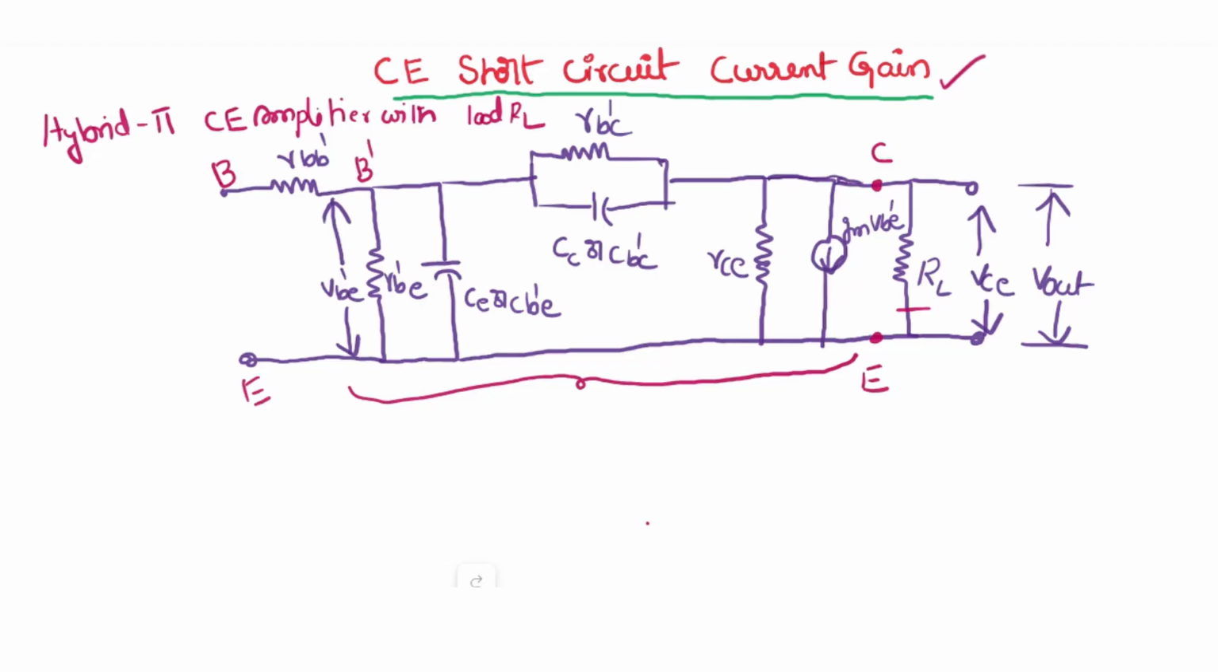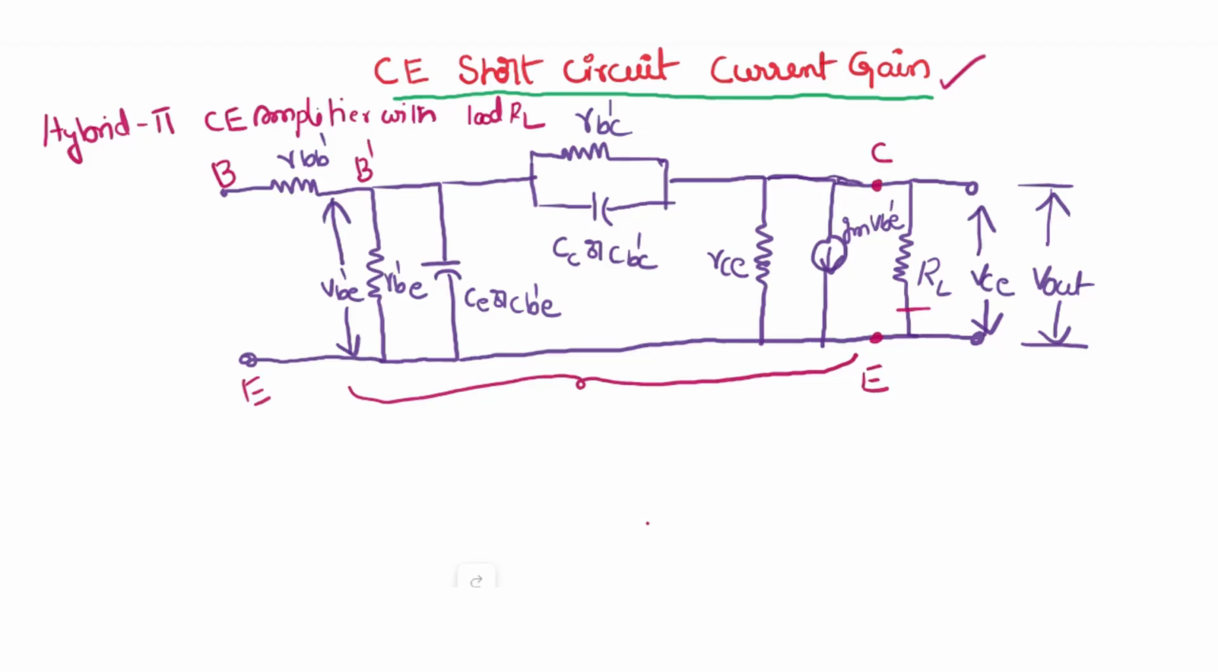So now when you short circuit the CE amplifier, by removing RL, by making RL equal to 0, you are evaluating purely the performance of your transistor. Purely the performance means purely the current gain of the transistor. You know the current gain is output current by input current. Okay, so let us start this.